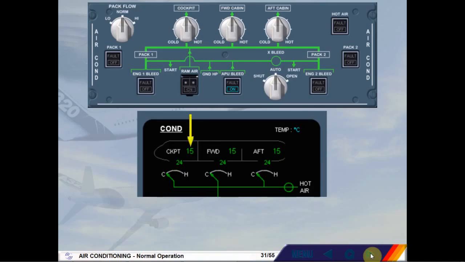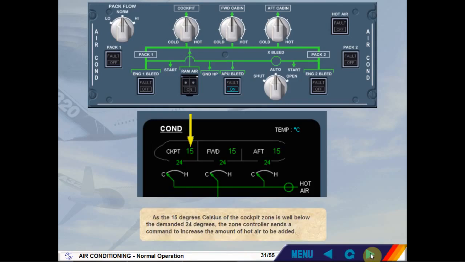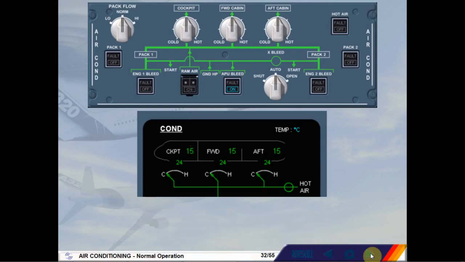As the 15 degrees Celsius of the cockpit zone is well below the demanded 24 degrees, the zone controller sends a command to increase the amount of hot air to be added. Due to this command, the trim air valve opens, the zone duct temperature increases, and so warm air is supplied to the cockpit zone, and the cockpit zone starts to warm up. Once the cockpit zone reaches the demanded temperature, the trim air valve will move, reducing the amount of hot air, and then will move as required to maintain the zone temperature.